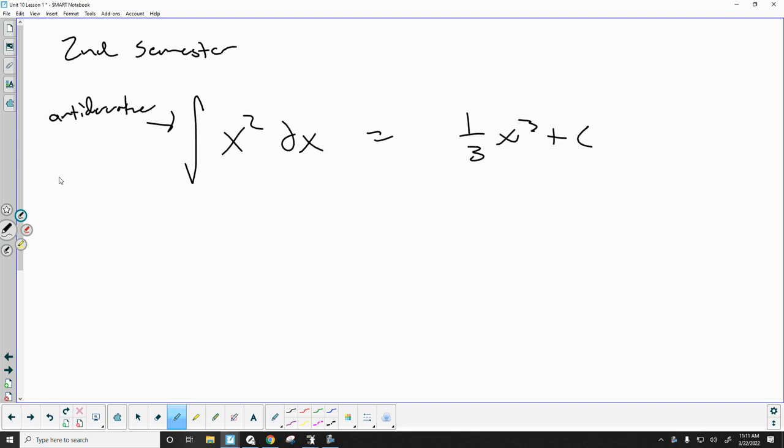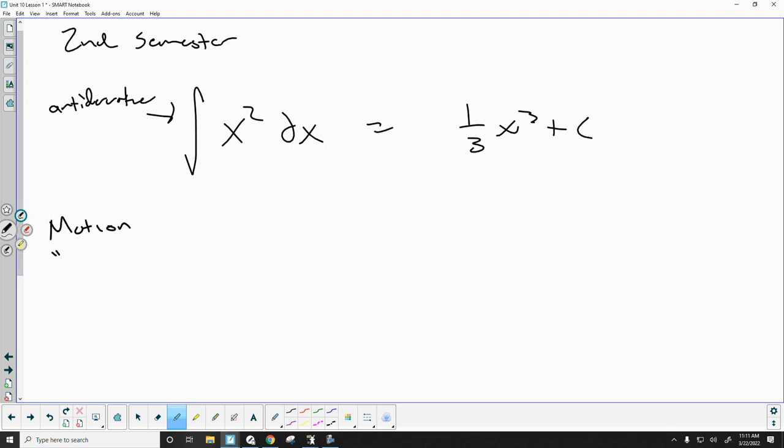And then we changed gears, and all of a sudden we started talking about motion, and namely displacement, like ending position versus initial position. And there are two ways to find displacement. You could take your velocity, that which you're traveling in, and multiply by time. So like distance equals rate times time that you're used to. Like 70 miles per hour over 2 hours gets you 140 miles.